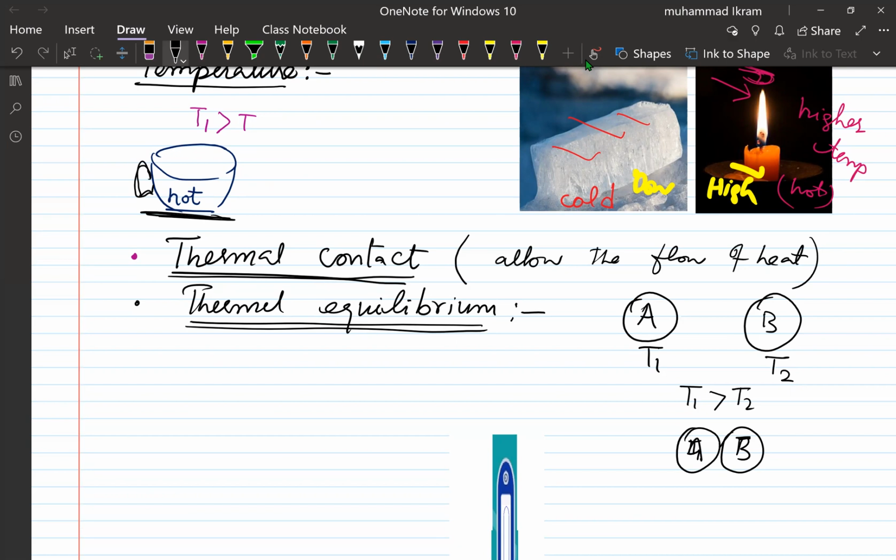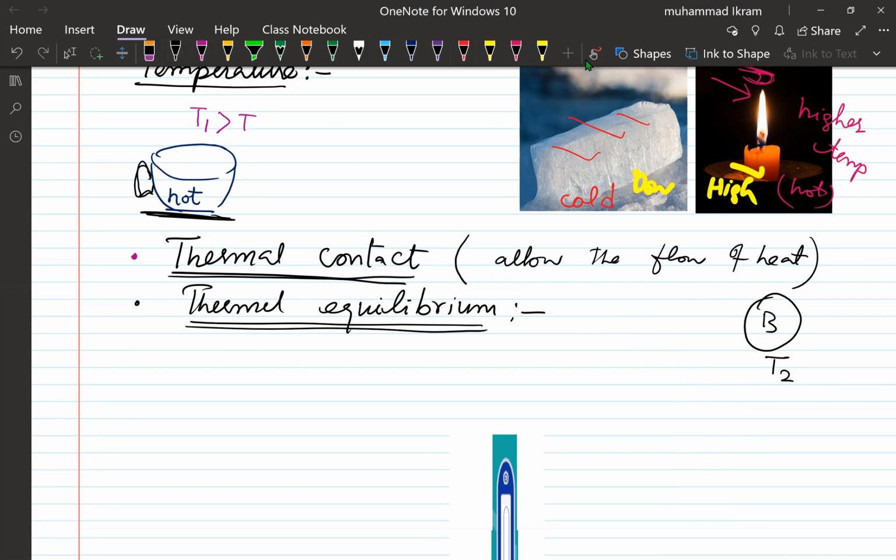Since body A is at a higher temperature than body B, after some time the temperature of body A and the temperature of body B will be the same, let's say T. We then call both bodies to be in thermal equilibrium. This is because heat energy is transferred from a body at higher temperature to a body at lower temperature.